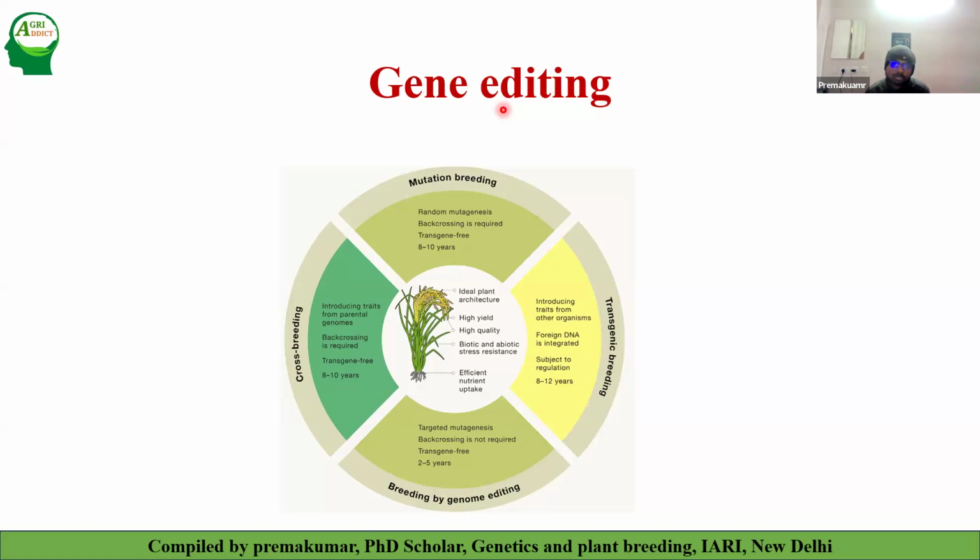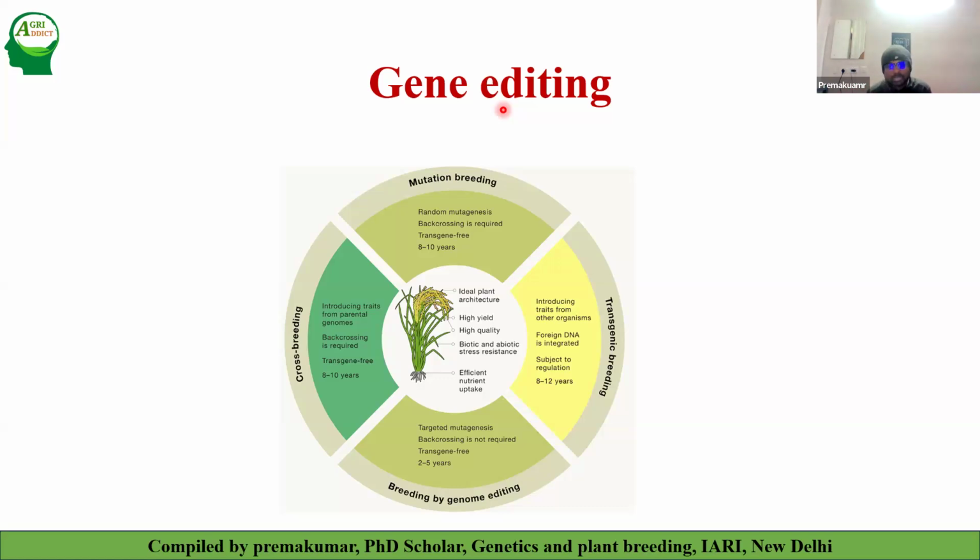Yesterday we talked about mutation breeding. Generally it is random mutagenesis. If it is random mutagenesis, it will definitely take many years to isolate and select, and to bring the lines to a homogeneous condition and release them takes at least 8 to 10 years. In crossbreeding also, whichever breeding method you take, it needs at least 8 to 10 years.